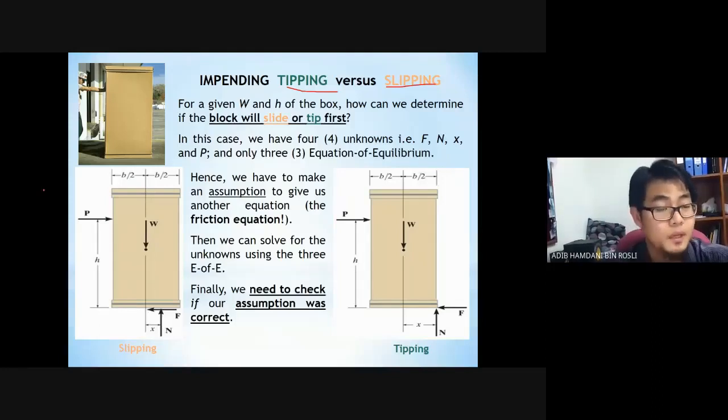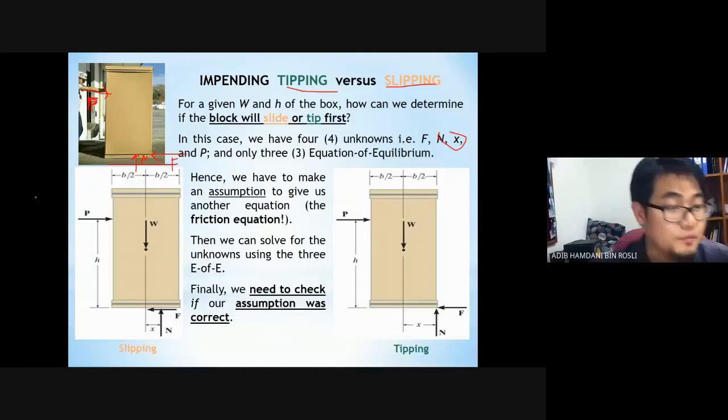So here, in this case, we have four unknowns. Number one is P, the pushing force from the man, right? Number two is N, the normal force. Number three is the capital F, which is the frictional force. And then number four is X, which is the distance, right?